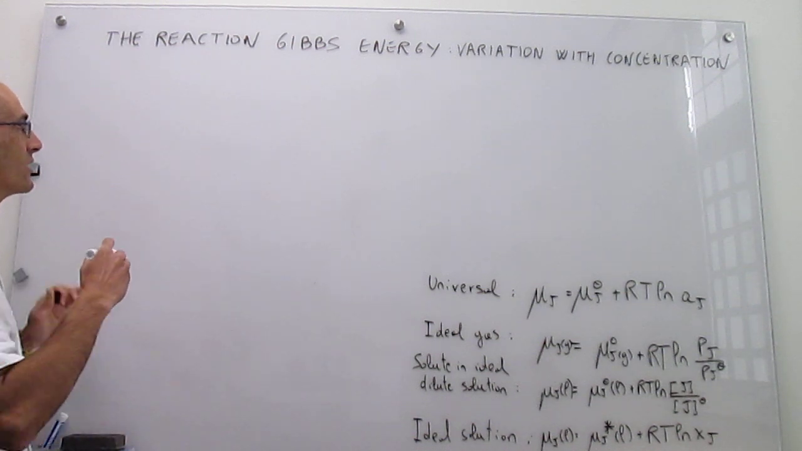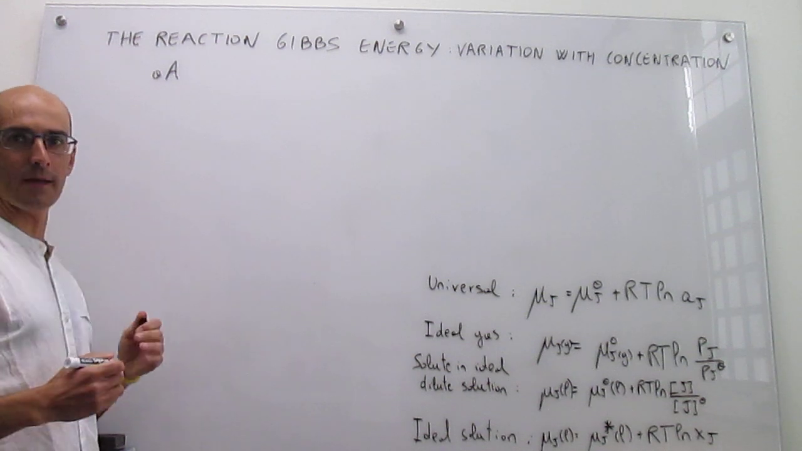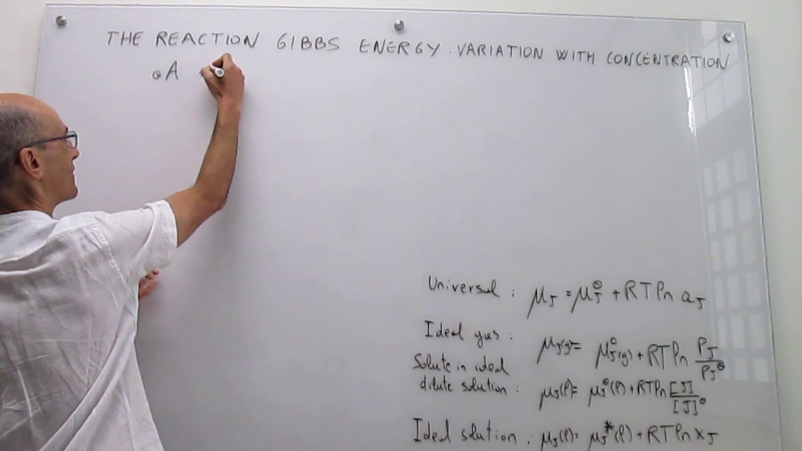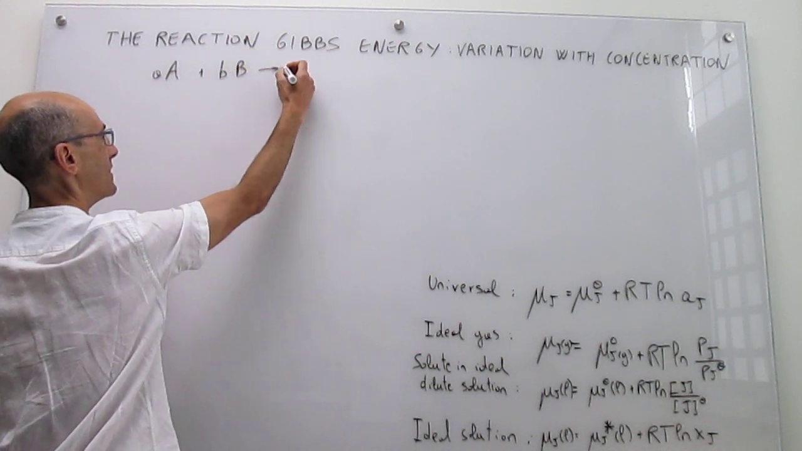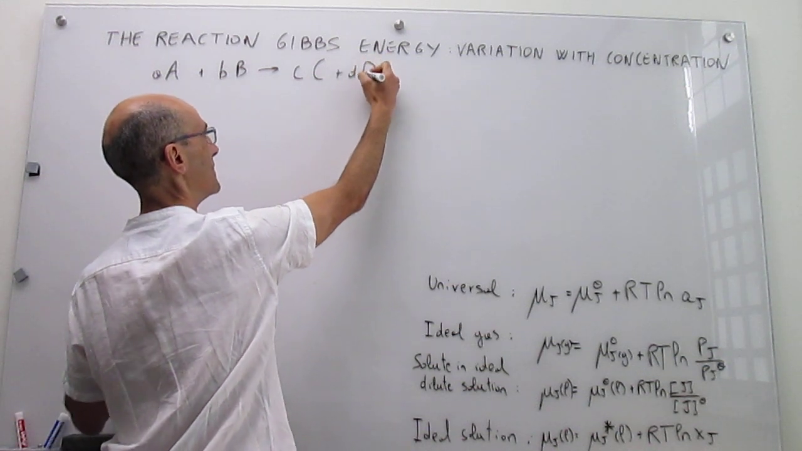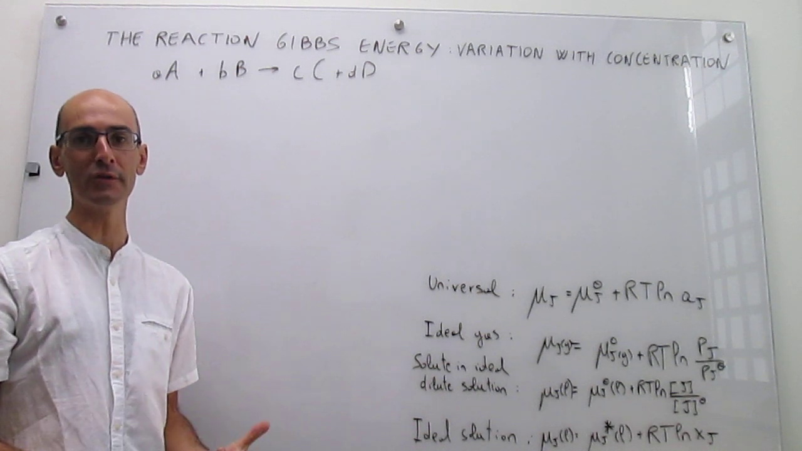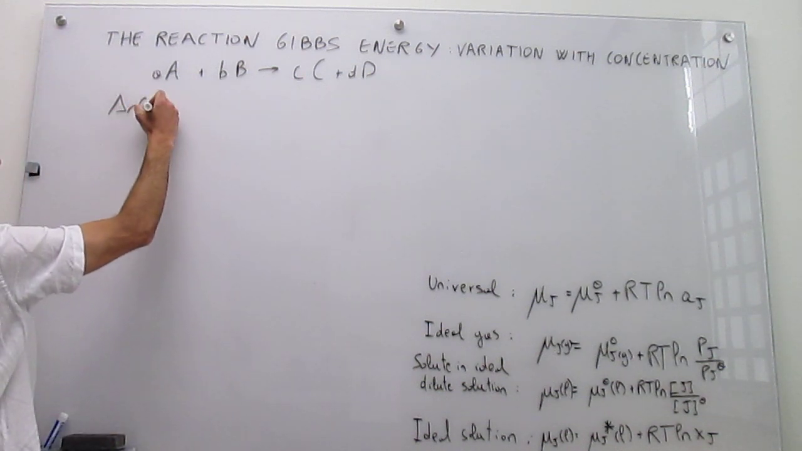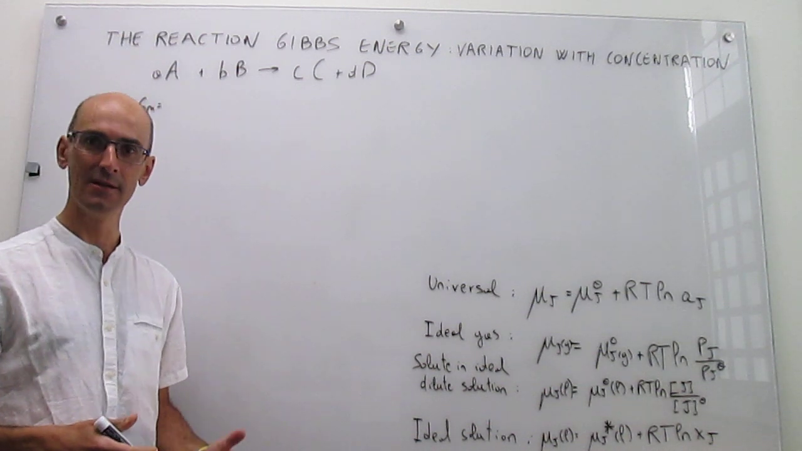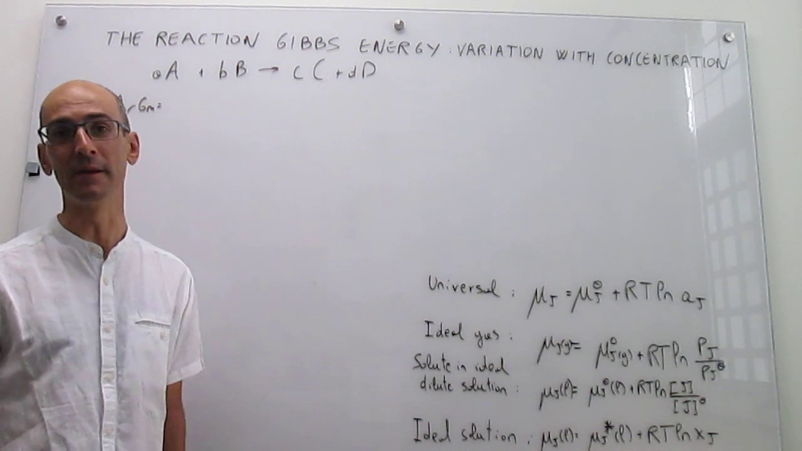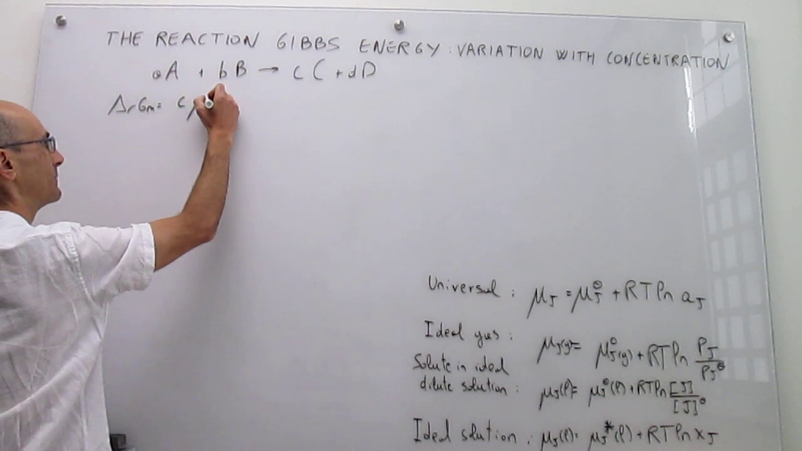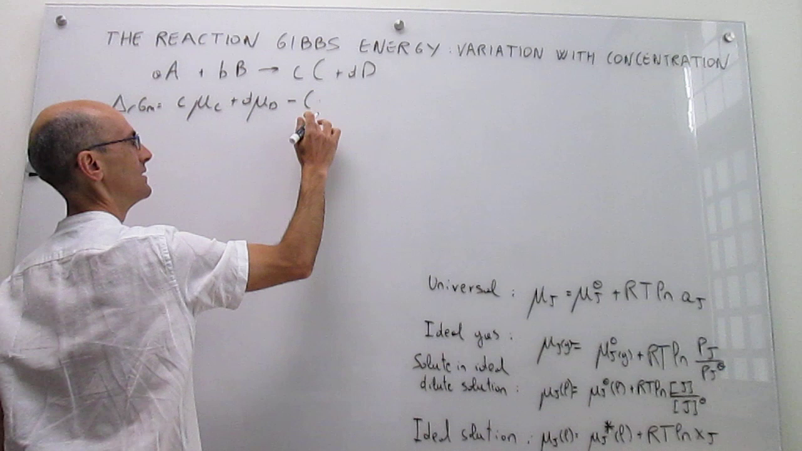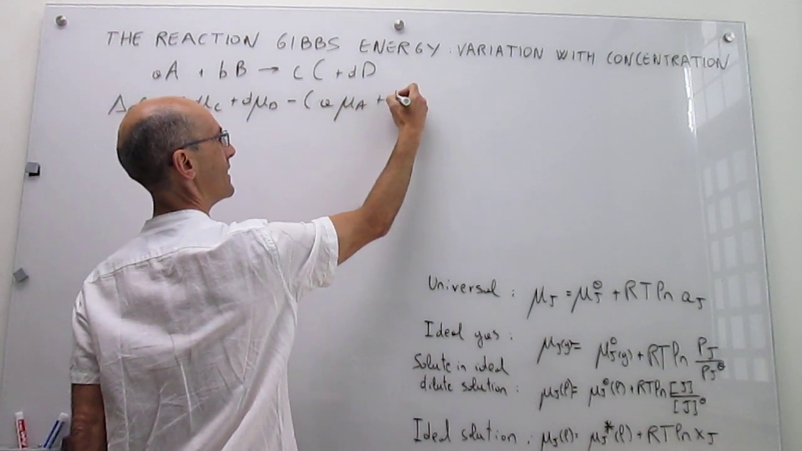So I'm going to consider a very generic reaction, which instead of being A to give B, which is what we were using in a prior video, is going to be a little bit more generic. I'm going to have two reagents, capital A and capital B, and two products, capital C and capital D, and those species are multiplied by stoichiometric coefficients, which are just the lowercase letters a, b, c, d. The reaction Gibbs energy is defined simply as the balance of the chemical potentials of product species minus reagent species multiplied by the stoichiometric coefficients. So that is c times the chemical potential of species C plus d times the chemical potential of species D, minus the chemical potential of reagents multiplied by their stoichiometric coefficients, so a and b.